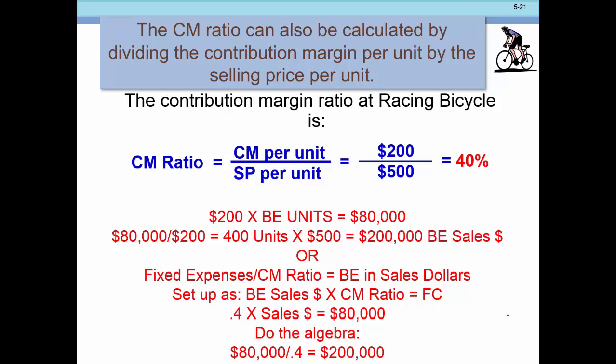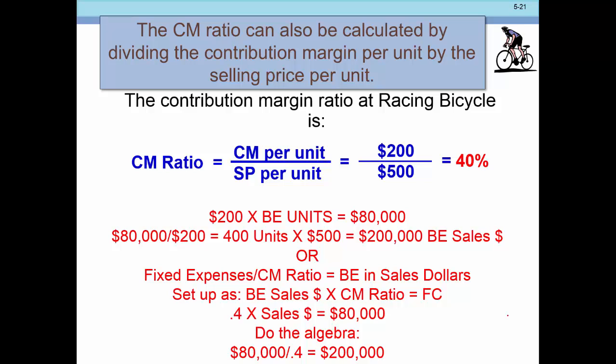And we have our contribution margin ratio, which we just calculated as our contribution margin divided by our sales price, and we can do that on a total basis or per unit. If we were going to try to get it in units first, we'd take the $200 times the break-even units equals 80,000. We divide each side by my contribution margin per unit. That tells me that I have to get 400 units. We've already seen this, haven't we? And then we multiply that by the price, and it gives me break-even sales dollars of 200,000.